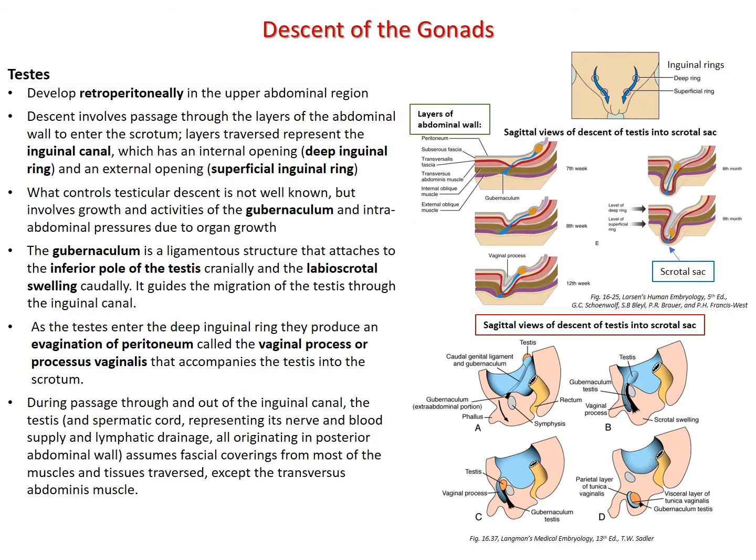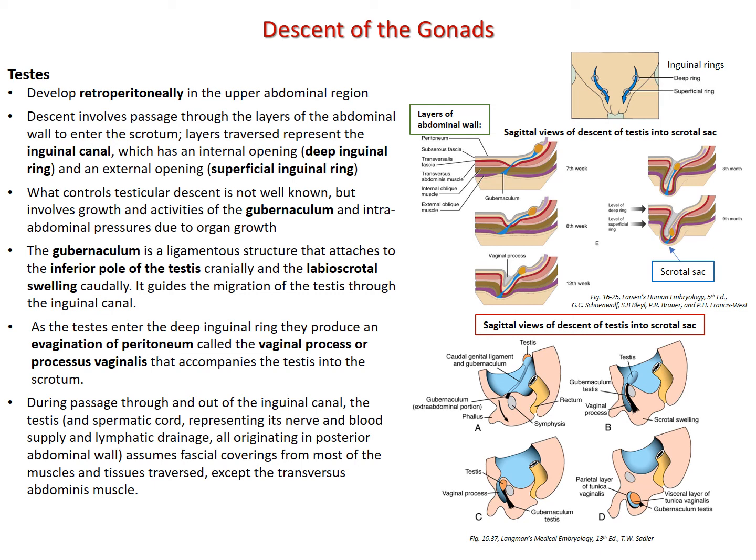The remaining few slides describe the descent of the gonads. Here you will find a lot of carryover with the gross anatomy of the anterior abdominal wall and inguinal canal. Integrate this embryology with your study of that material. The testes develop retroperitoneally in the upper abdominal region. Their descent involves passage through the layers of the abdominal wall to enter the scrotum. You'll learn these layers and dissect them in the cadaver lab.